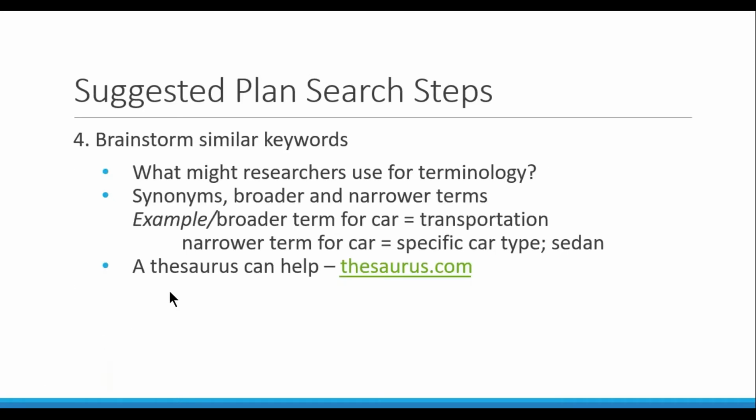So then once you've had your main keywords, then you're going to look to see what other keywords you might use. You would look for synonyms for each one of those terms, and possibly broader or narrower terms, just in case you have to adjust your search. Maybe you can't find anything on the topic that you picked, so then you have to go a little broader, or maybe you find too many results, and so then you might need a narrower term. So this is just a fairly general example here. We have a broader term for car could be transportation, and a narrower term for car could be sedan or a specific car type. You can use a thesaurus.